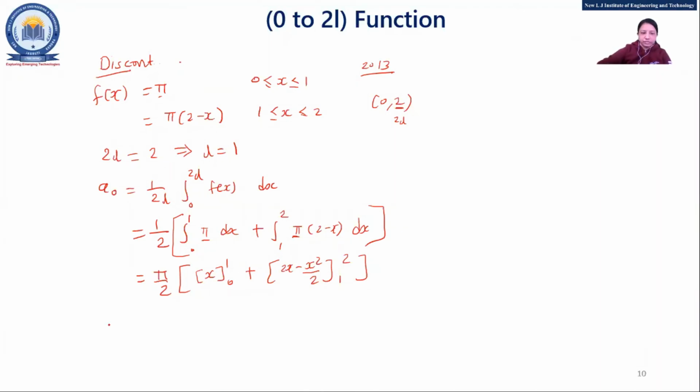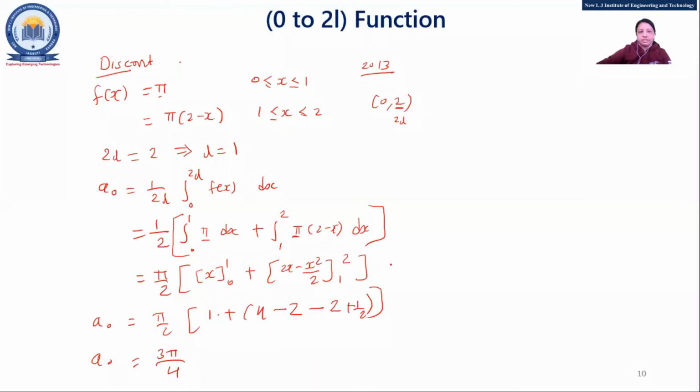A0 is what? This is pi by 2. Only 1 minus 0, so no need to write 0. The first term is 1, plus this: 4 minus 4 by 2, so obviously it's 2. Now minus this 1 here, so 2 minus the lower limit, plus 1 by 2. So your answer of A0 will be 3 pi by 4.